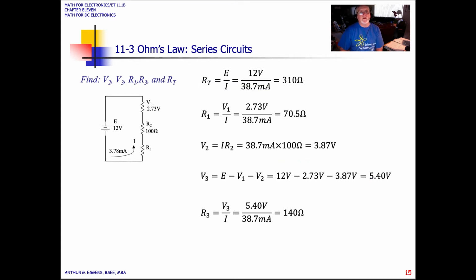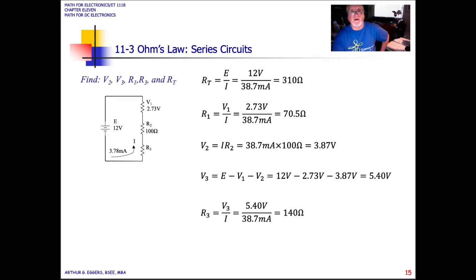Let's add another resistor. In this case, we're going to look for a series of unknowns. We know the applied EMF, 12 volts. We know the voltage drop across resistor R1. We know the value of R2, and we don't know anything about R3. So how do we go through to solve for these unknowns? V2, V3, R1, R3, and RT.